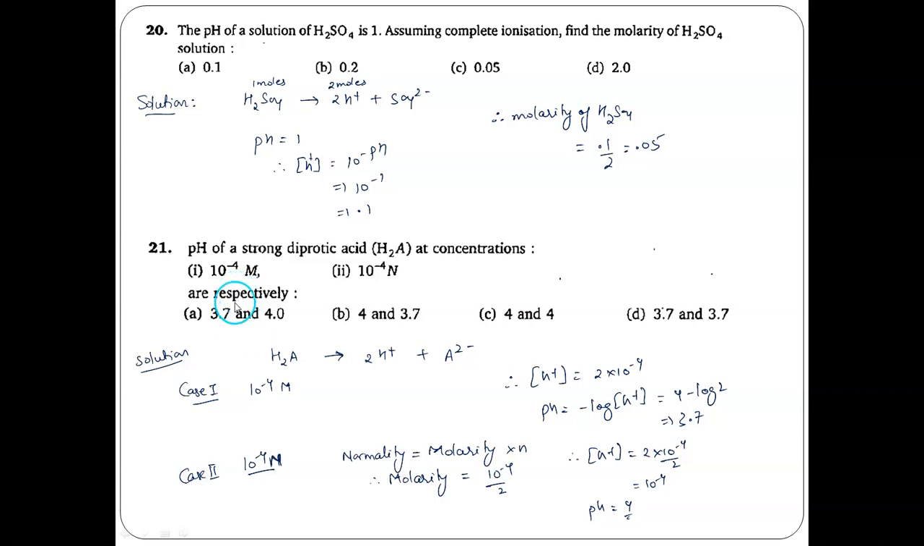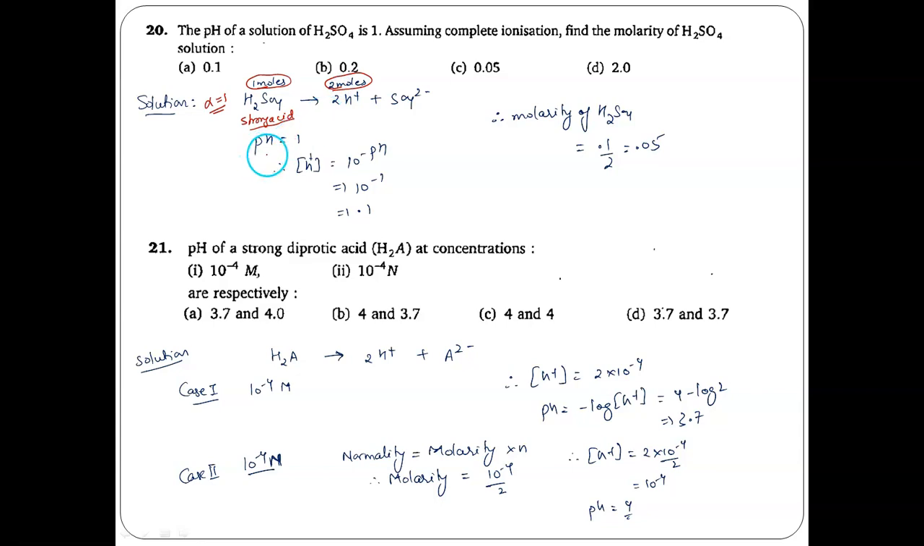Hello, in this question it is asked: the pH of a solution of H2SO4 is 1. Assume complete ionization, find the molarity of the H2SO4 solution. Now we know that H2SO4 is a strong acid. So if it is a strong acid, dissociation has to be 100%, alpha is nearly or equal to 1. So 1 mole of H2SO4 dissociates to give us 2 moles of H plus ions.